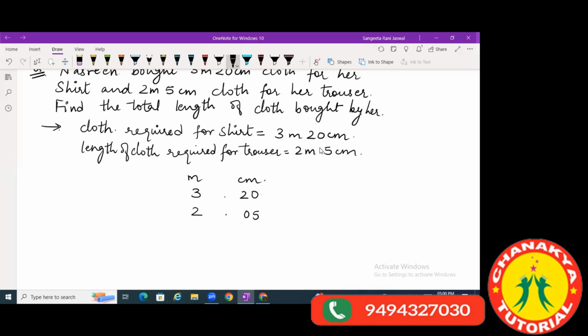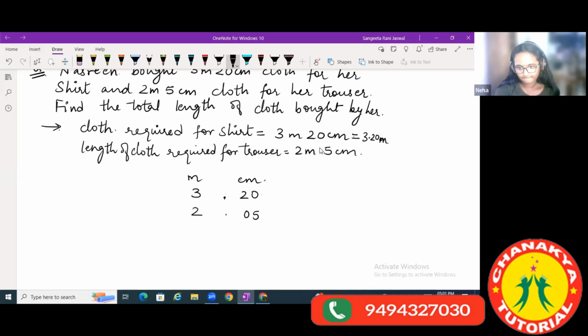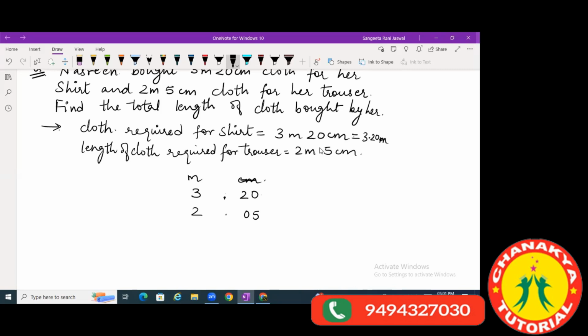Are you understanding? Yes, ma'am. Why have I written like this, 3.20? Because when I convert this to meters, 3 meter and 20 centimeters will convert to 3.20 meters. Okay? Are you understanding? Yes, ma'am. So if you are writing like this, then don't write centimeters here, because now this is in meters.